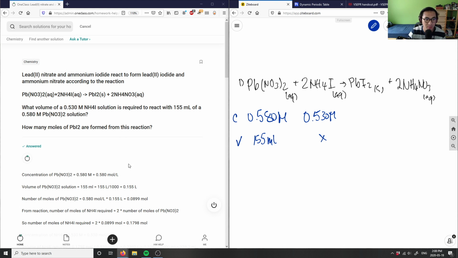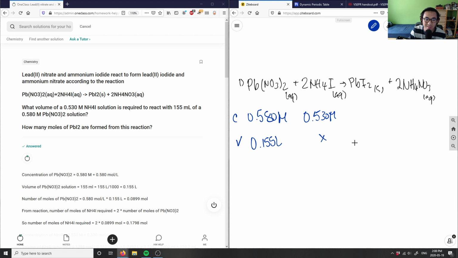So it's two questions in this problem. Let's see what they're doing here. It says the concentration of lead nitrate equals 0.580, which is good. The volume is 0.155 liters, so they converted milliliters into liters, which is good. Let me put this into liters, which is simply 155 divided by 1,000, so 0.155 liters. And then we want to calculate the number of moles.